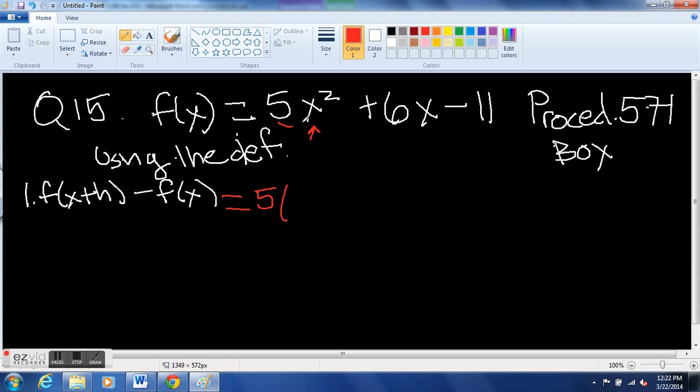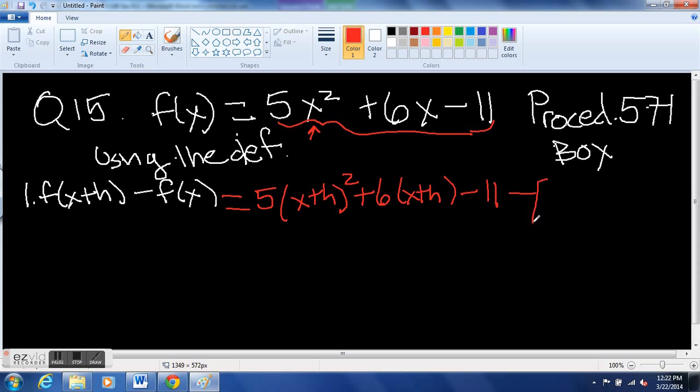So the first thing we do is we plug x plus h into here. When I say here, I mean all of this: 5(x plus h) squared plus 6(x plus h). This is the function evaluated at the point x plus h. You'll notice there's no x in the function here, that's just 11.